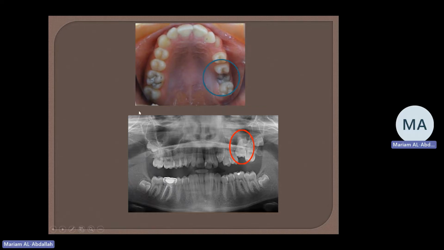So as you can see, this patient is in the permanent dentition. Even the 7 is fully erupted, and the 6 is submerging due to ectopic eruption, and it's really getting worse.